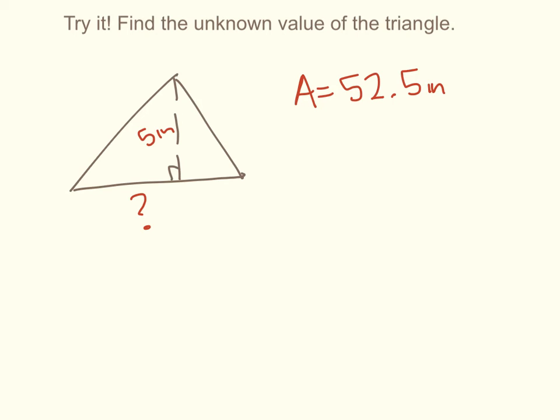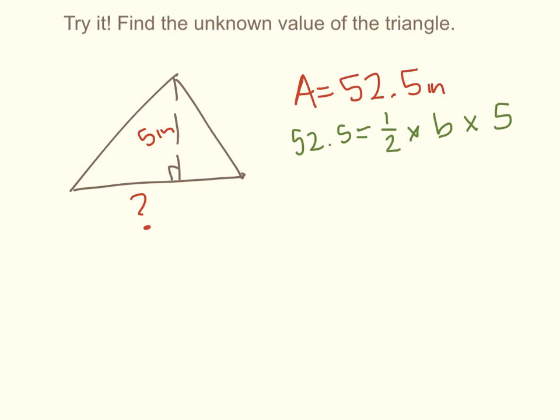Okay, here on this try it problem, I have given you the area of 52.5 inches and the height of 5 inches, and you need to tell me what the base is. Plug it into the formula and solve for B, base. So let's go ahead and write the formula. Our area equals 52.5 equals 1/2 times B, which we don't know, times our height, which is 5.